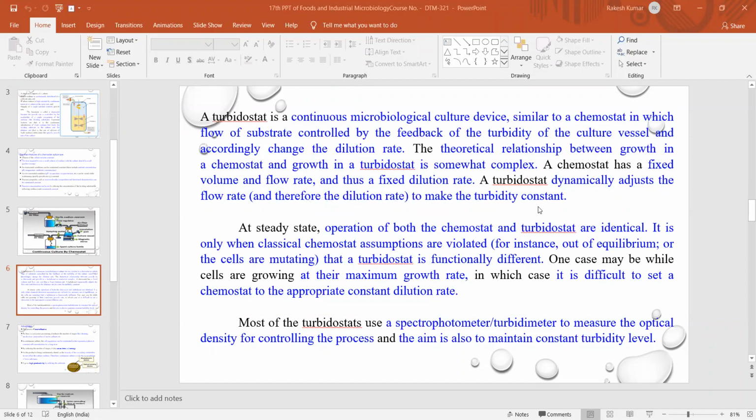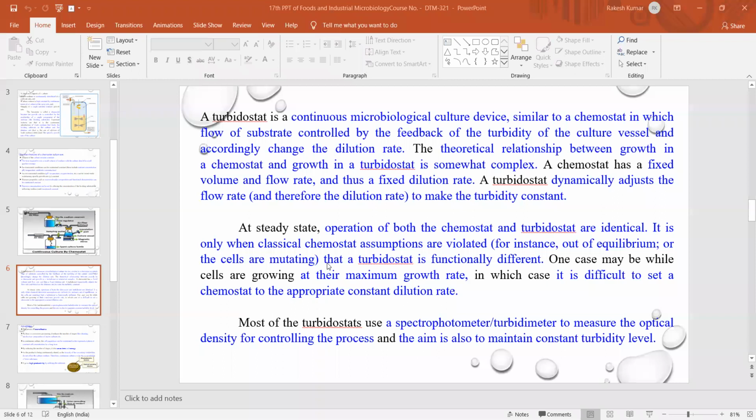You have to keep your turbidity constant inside your fermenter vessel. So just by observing that turbidity, you have to regulate the flow rate inside this particular fermenter. At steady state, the operation of both the chemostat and turbidostat is identical. It is only when the classical chemostat assumptions are violated, for instance out of equilibrium, or the cells are mutating. In some cases, you will get some kind of mutation inside the chamber, and automatically the turbidity will change.